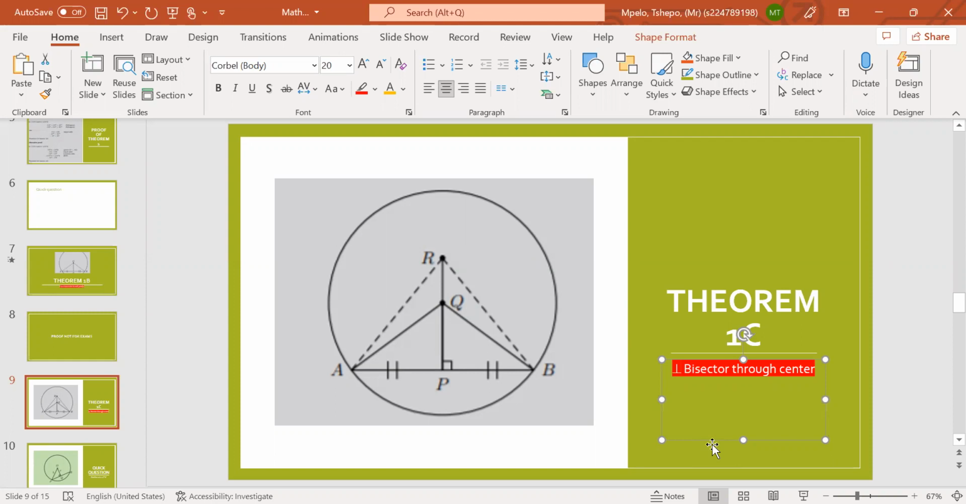Perpendicular bisector through center, and it makes sense because this line, as I said to you, is perpendicular and it bisects the chord. So the line bisects, we call it bisector. And the line is perpendicular, so it's perpendicular bisector passing through center. Meaning if the line is perpendicular and bisects the chord, it means the line passes through center. Perfect. Let us move.